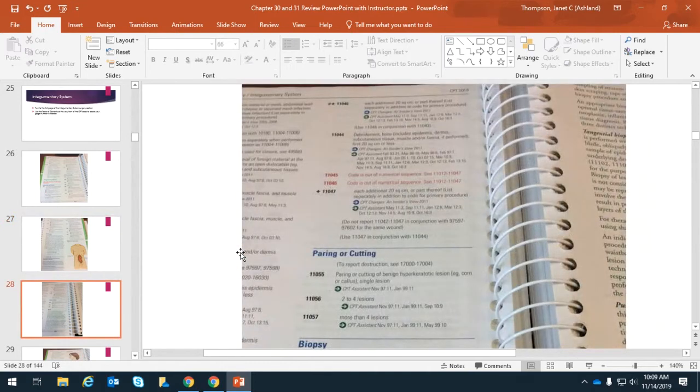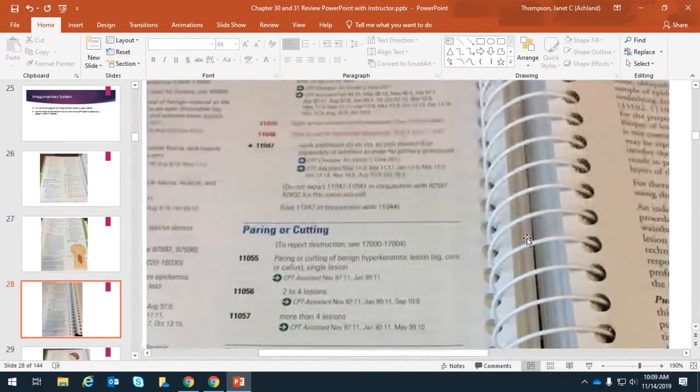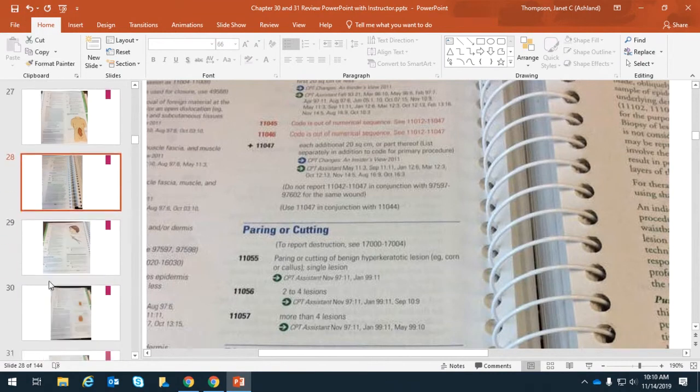If we go over to the next page, starting at 11055, we have paring or cutting. These are pretty straightforward, not too bad. Just three codes there, and it's based on the first lesion and then goes up to two to four, or more than four.